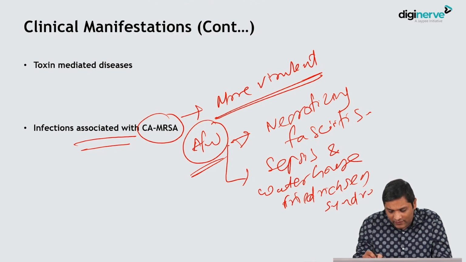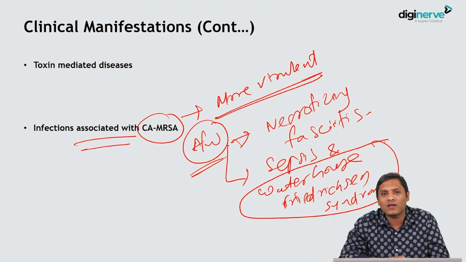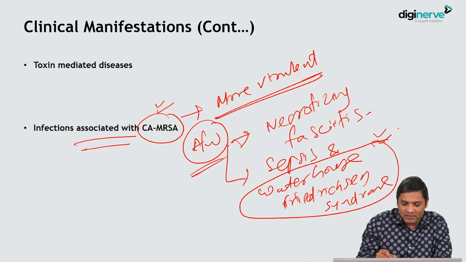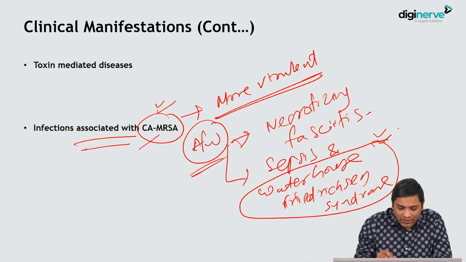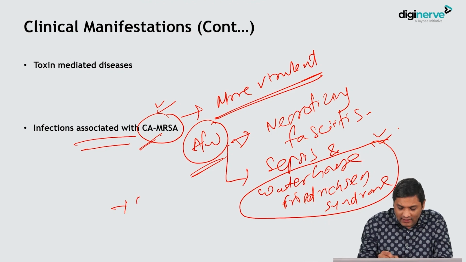This Waterhouse-Friderichsen syndrome is usually more common in meningococcal infection, but it can also be seen occasionally with MRSA, especially community associated MRSA. Okay. Other than that, necrotizing pneumonia.